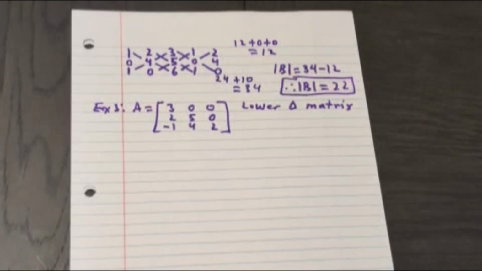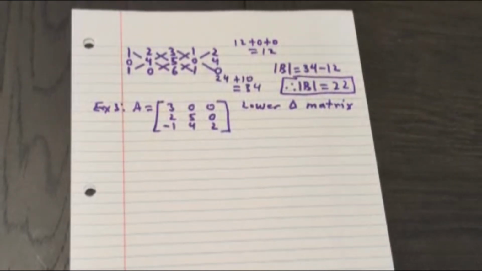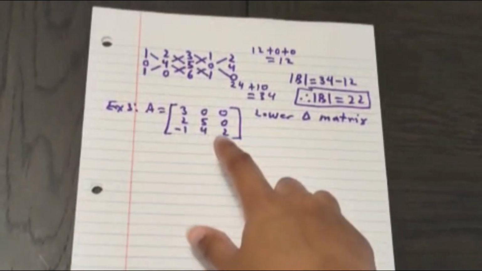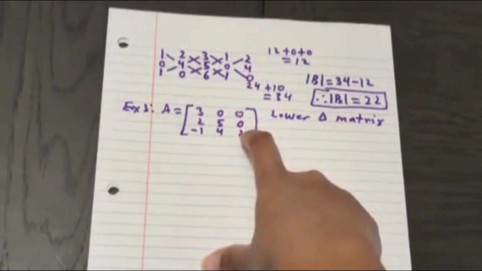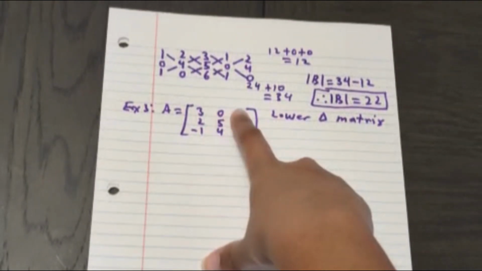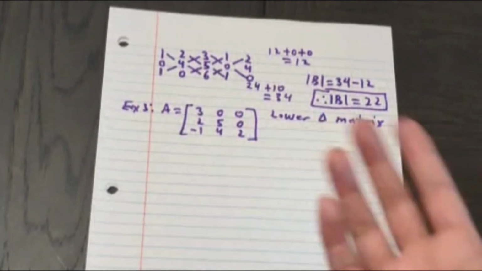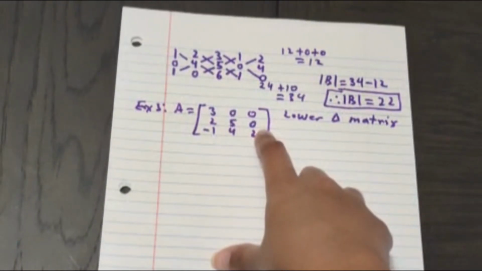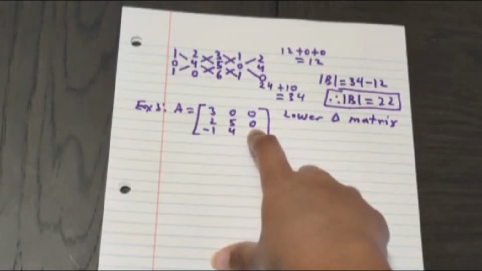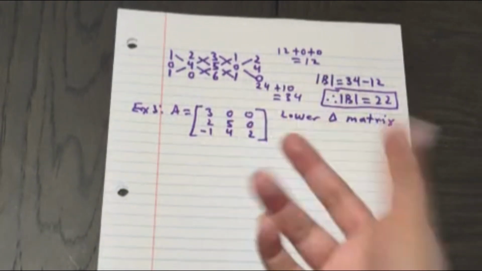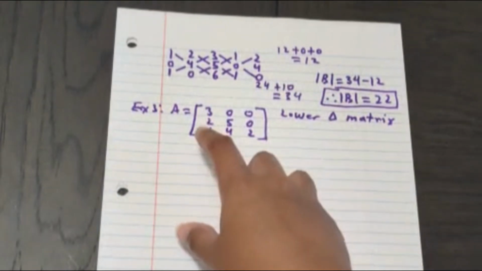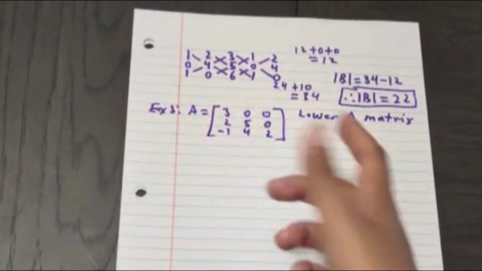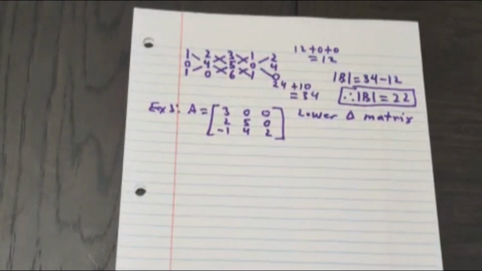Our next example is that of a lower triangular matrix. Basically, a lower triangular matrix is whenever the top three entries here, which make this triangle shape, are zeros. And vice versa, for an upper triangular matrix, these three entries would be zeros, and that's what would make it an upper triangular matrix.